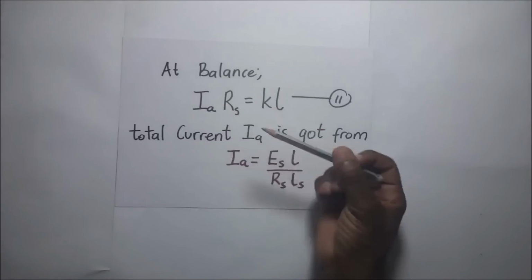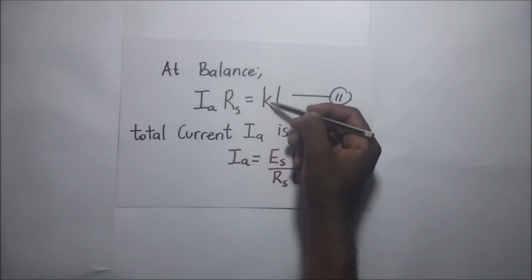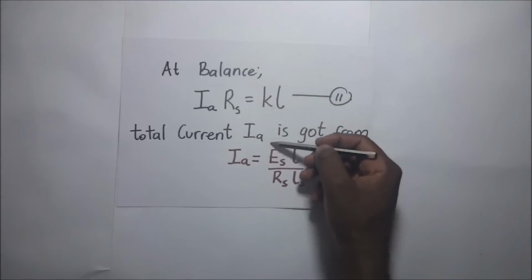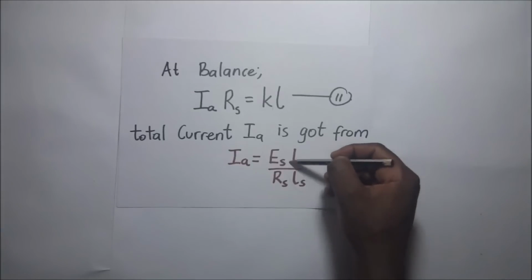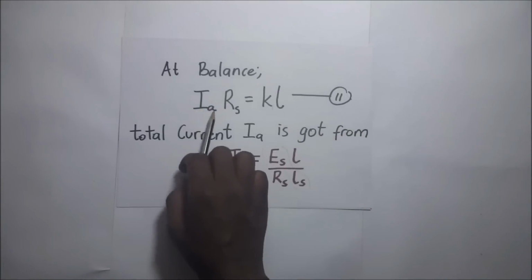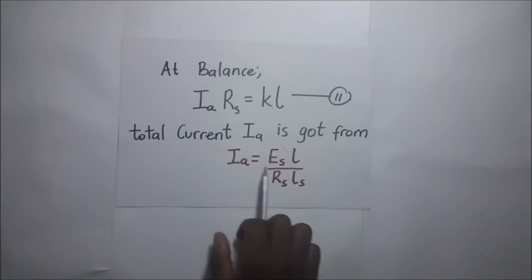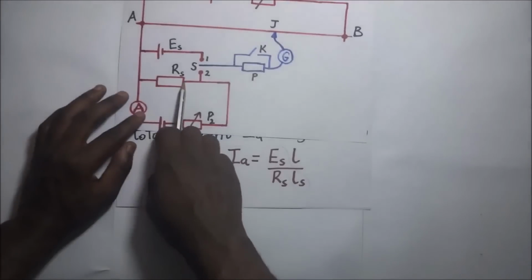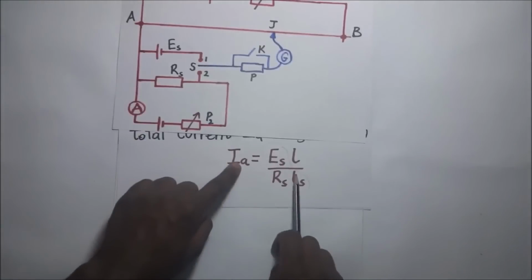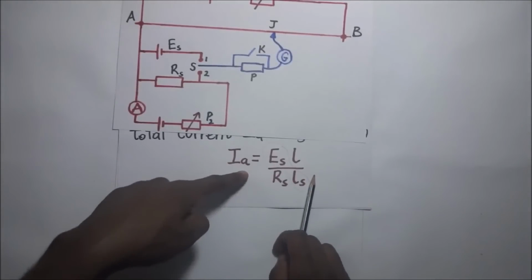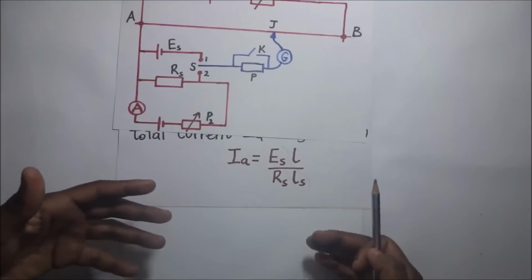When we substitute for this value of K, the PD per unit length, which is ES over LS, which we got in our first equation, we're able to come up with an expression when we make IA the subject of the formula. And so we're able to get the actual amount of current that is flowing through this resistor, RS. So when we get the amount of current flowing through this resistor RS, we now continue and carry out this experiment again.